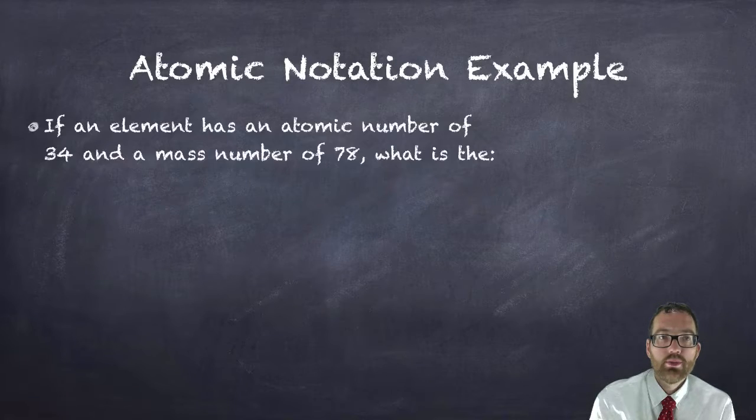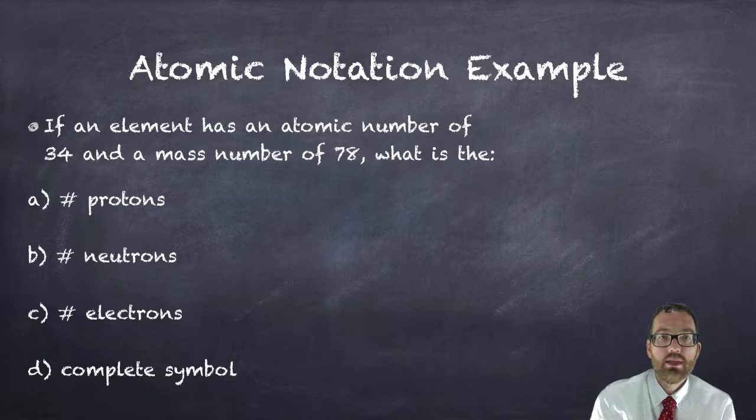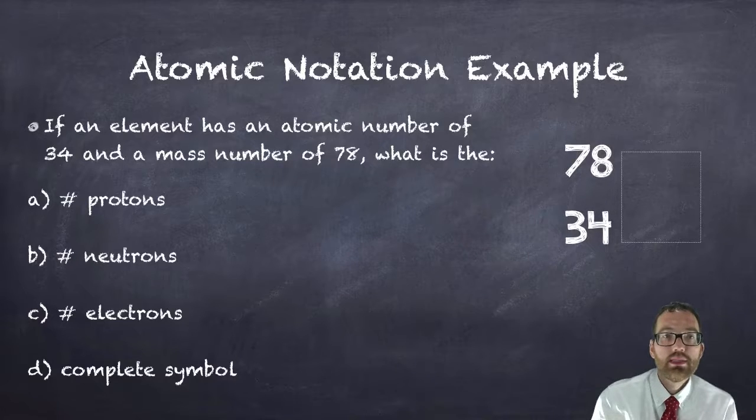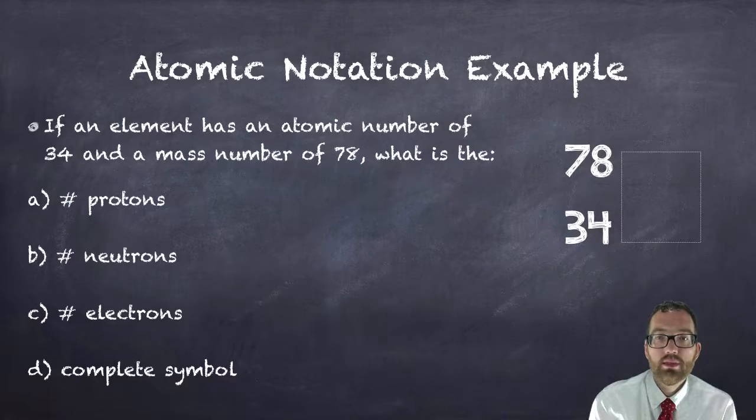Okay, let's do another example. If an element has an atomic number of 34 and a mass number of 78, what is the number of protons, neutrons, electrons, and its complete symbol in atomic notation? So I like to put a placeholder for the symbol first. I'll just use this box. And the number of protons is the atomic number. So they say that the atomic number is 34, so the number of protons is 34. And I can fill in the atomic number in my symbol. It says that the mass number is 78, so we'll fill that in as well. And we have 34 protons.